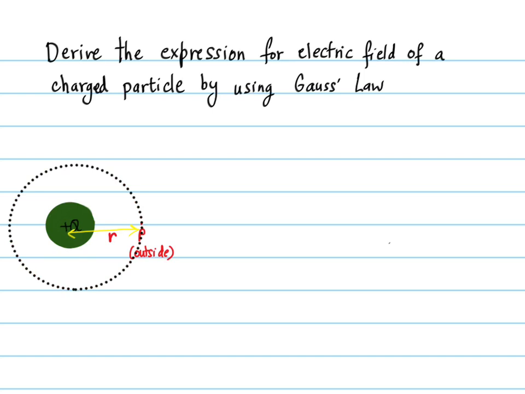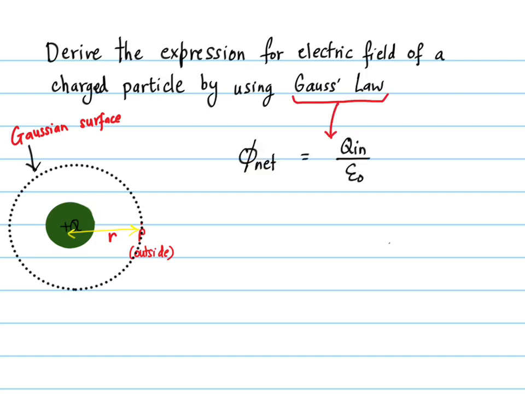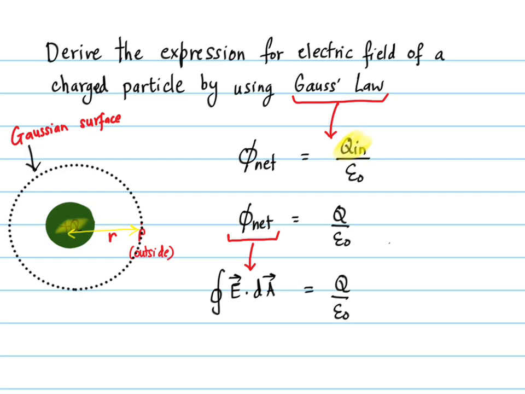So we'll draw a Gaussian surface around the charged particle which is passing through point P. So the Gaussian surface passes through point P and it encloses the charged particle. So now Gauss's law states that net flux is equal to Q in over epsilon. Now Q in, we can see that in this case is all of the charge because the whole charge is enclosed by the Gaussian surface. So we can replace Q in by Q. And phi net, we know that it is closed integral E dot dA. Now that's equal to Q over epsilon naught.